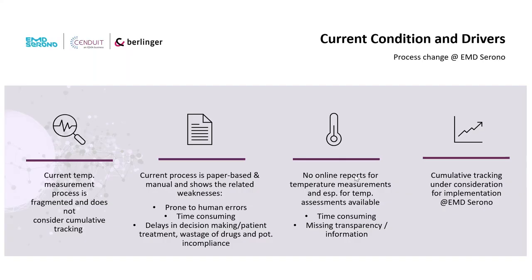Furthermore, there are currently no online reports available to get an insight into the temperature of our IMP product, and also not for the assessments that we might have to do in case of deviation. So it's again time consuming, and we are missing transparency and information. And finally, currently we are in consideration for the implementation of cumulative tracking, which is for the time being not the case, but might be in the future.